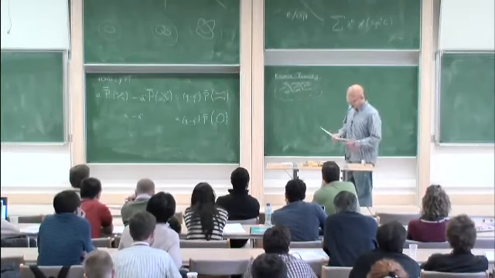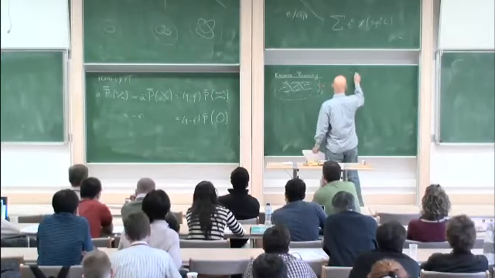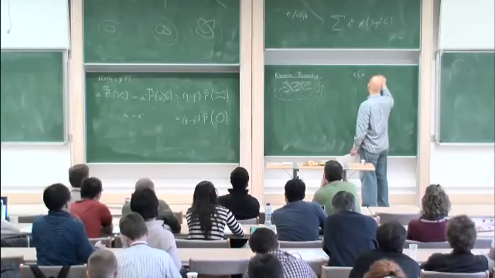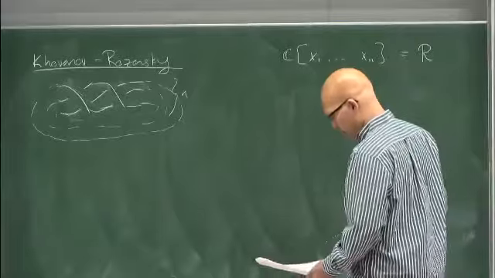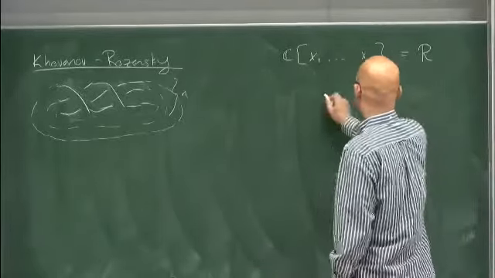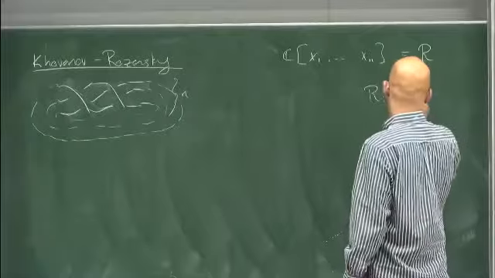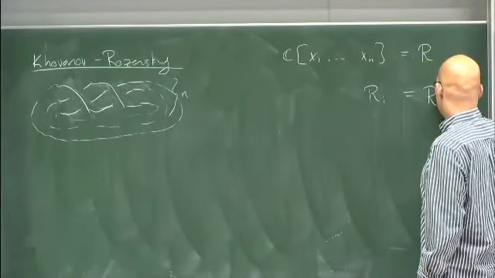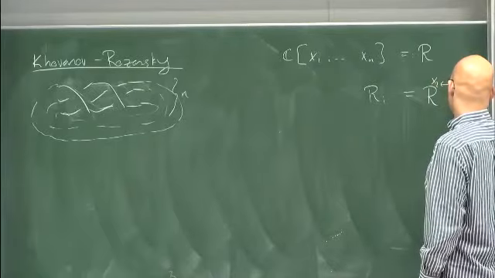Okay. So, and then you do the following thing. If there's n strands, you write the polynomial ring in n variables. We'll call that R. And then you write R_i for the invariant part when x_i is exchanged with x_{i+1}.